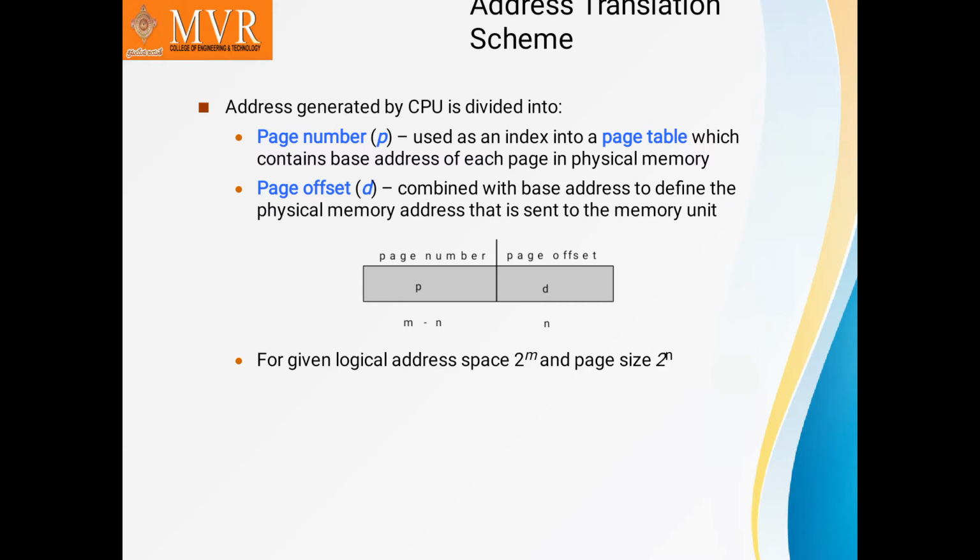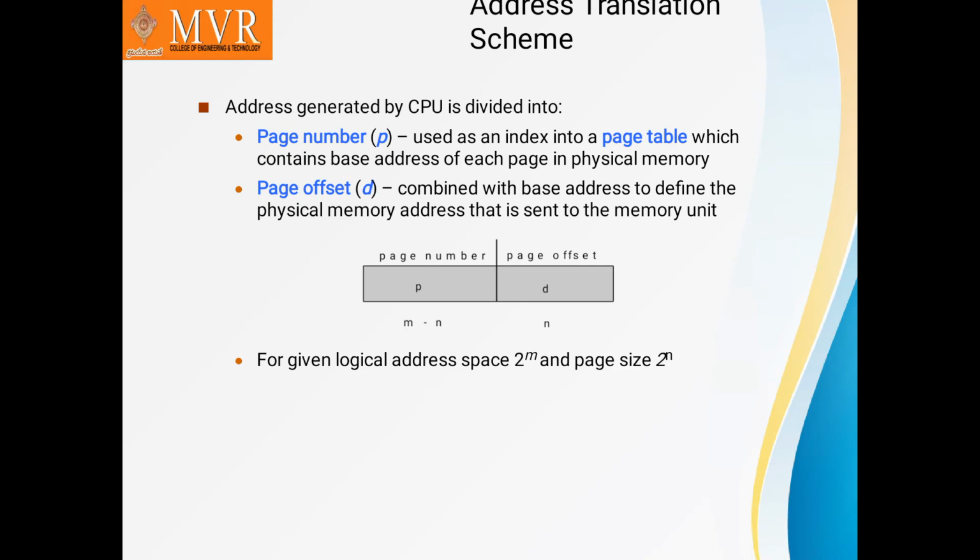Address translation scheme. In this address translation scheme, the address is generated by the CPU. It is divided into two parts, that is page number and page offset. The page number we define as P and the page offset we define as D. The page number is used as an index into the page table, which contains the base address of each page in physical memory, and the page offset D is combined with the base address to define the physical memory address that is sent to the memory unit.